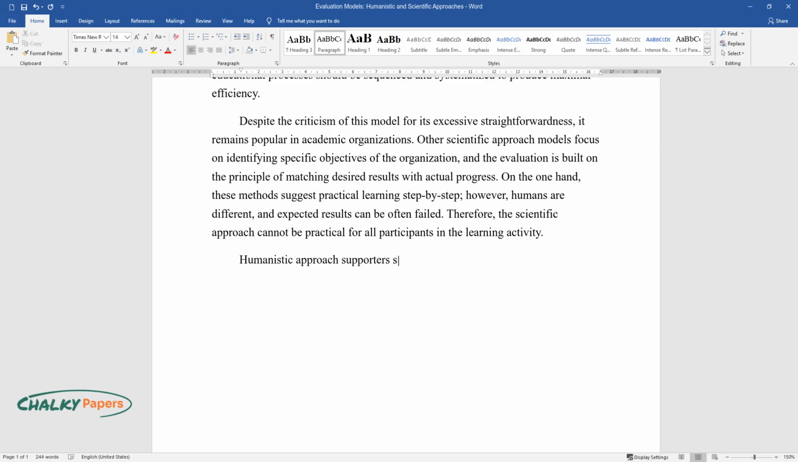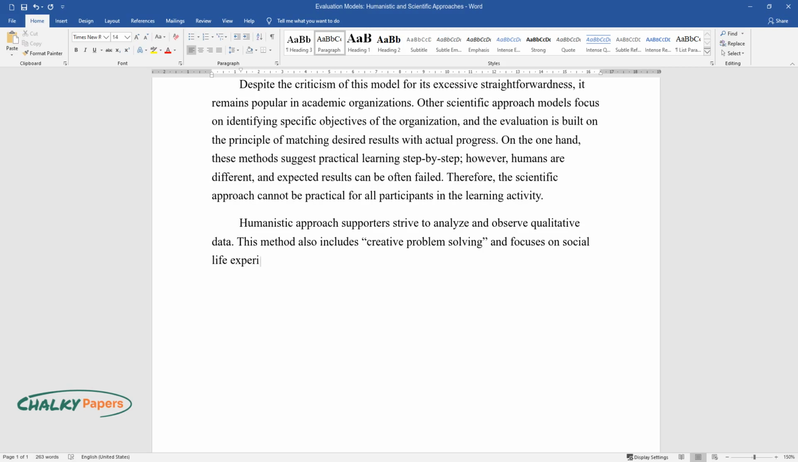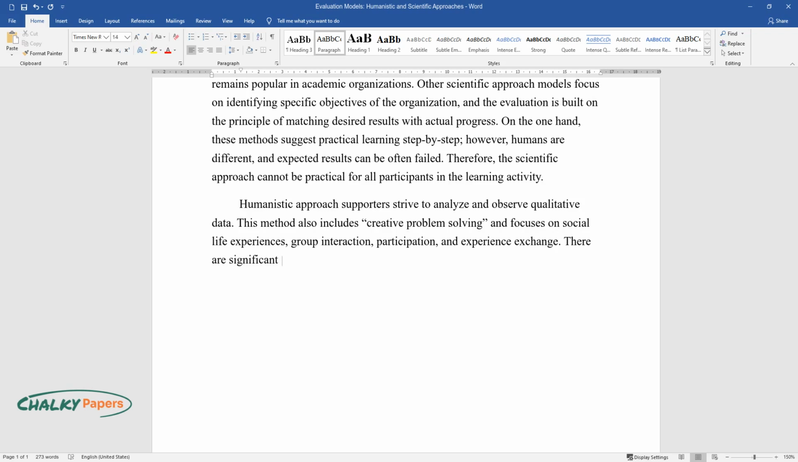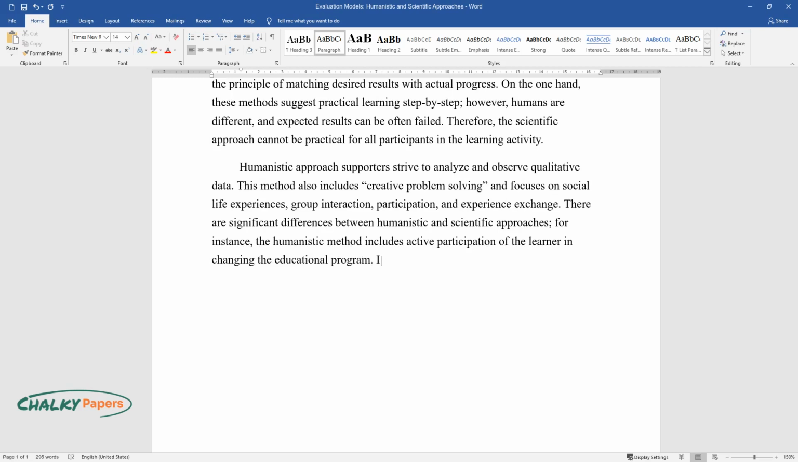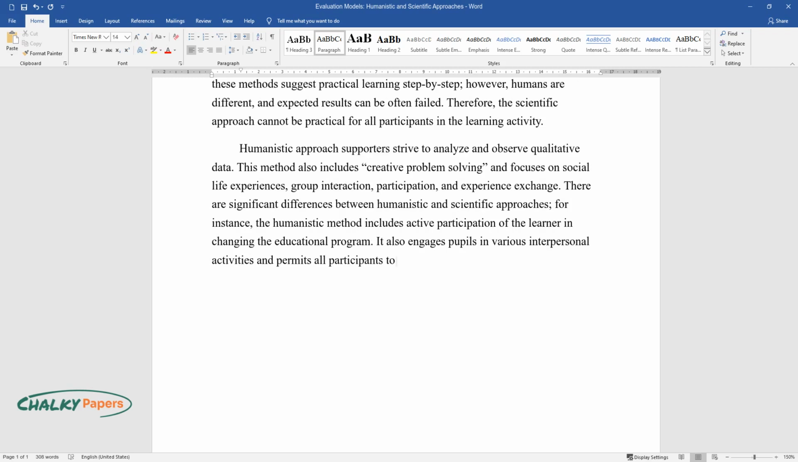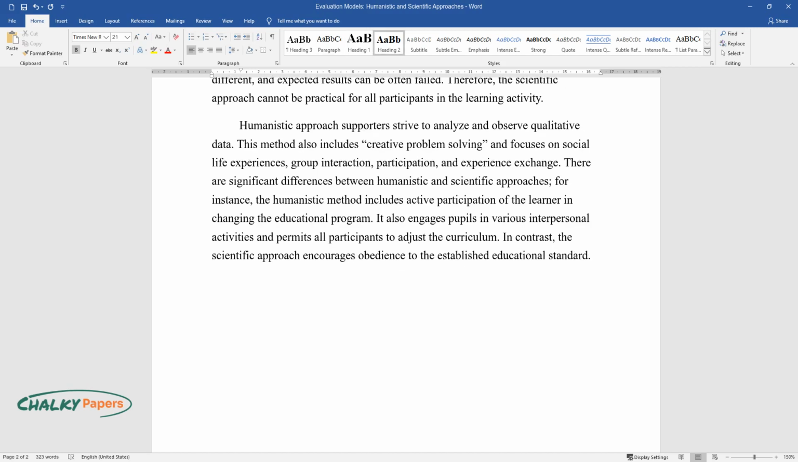Humanistic approach supporters strive to analyze and observe qualitative data. This method also includes creative problem solving and focuses on social life experiences, group interaction, participation, and experience exchange. There are significant differences between humanistic and scientific approaches. For instance, the humanistic method includes active participation of the learner in changing the educational program. It also engages pupils in various interpersonal activities and permits all participants to adjust the curriculum. In contrast, the scientific approach encourages obedience to the established educational standard.